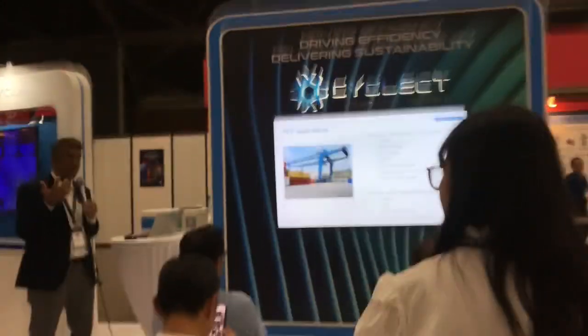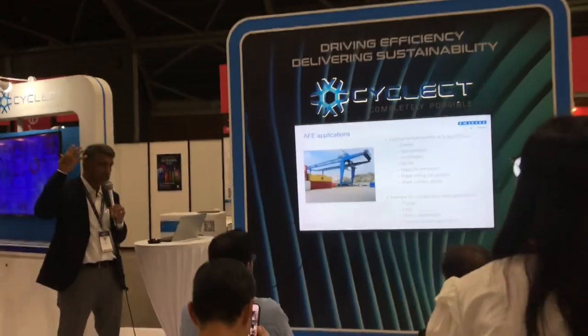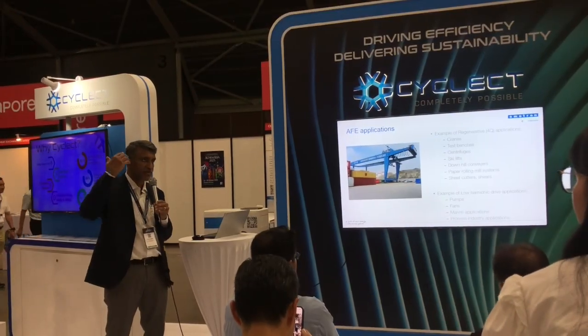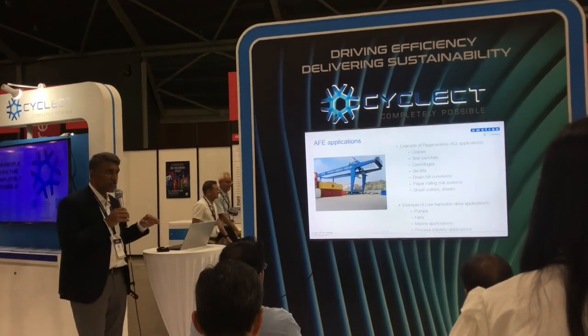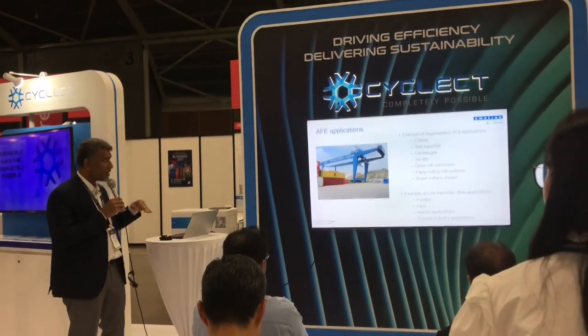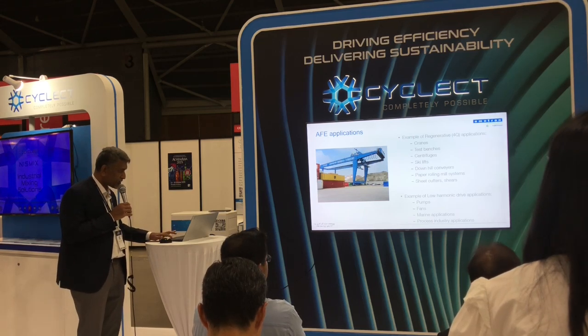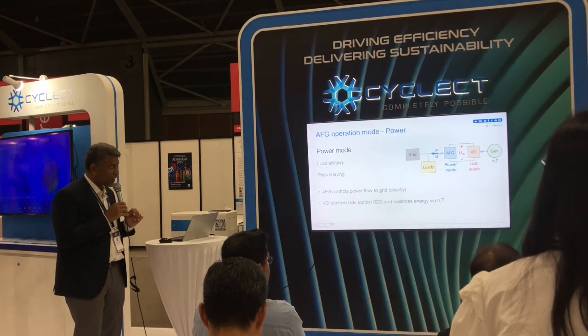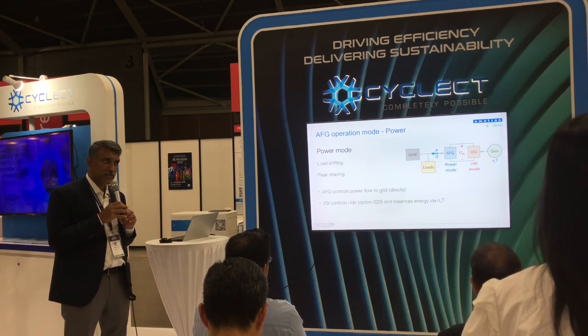Okay, and when you feed it to your network, you of course have to take care that it follows the grid standards. You just cannot pump it back into the grid. So that is a typical application. You have the downhill conveyors, you have cranes, you have elevators, for example. These are regenerative applications.